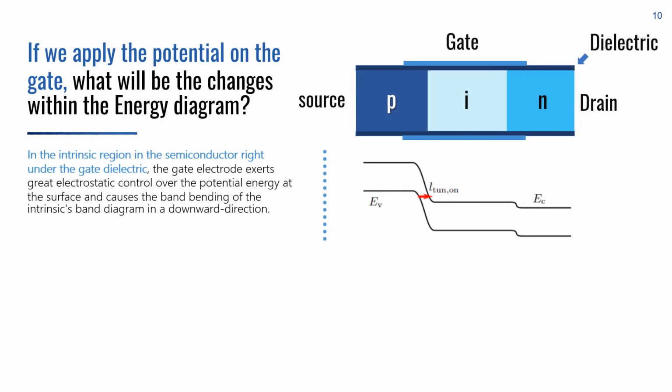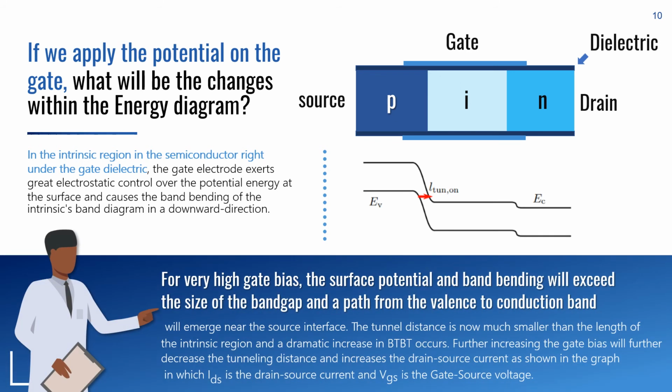If we apply a potential on the gate, what will be the changes within the energy diagram? In the intrinsic region, in the semiconductor right under the gate dielectric, the gate electrode exerts electrostatic control over the potential energy at the surface and causes the band bending of the intrinsic band diagram in the downward direction. For very high gate bias, the surface potential and band bending will exceed the size of the band gap, and a path from the valence to the conduction band will emerge near the source interface.